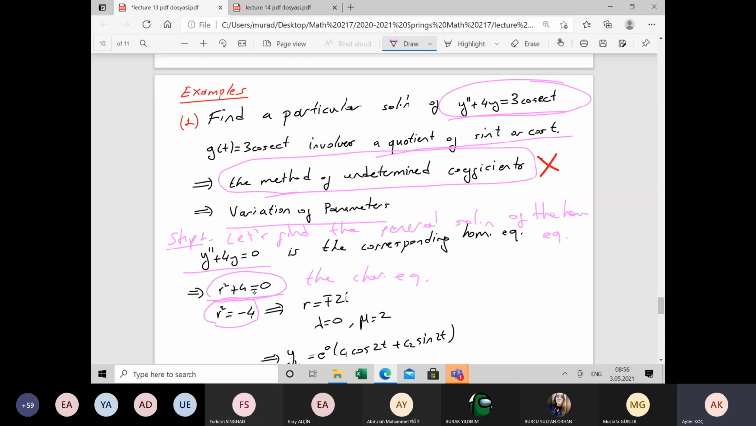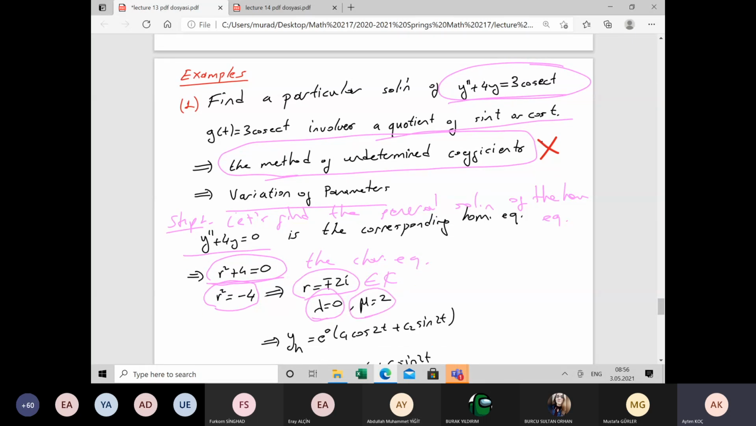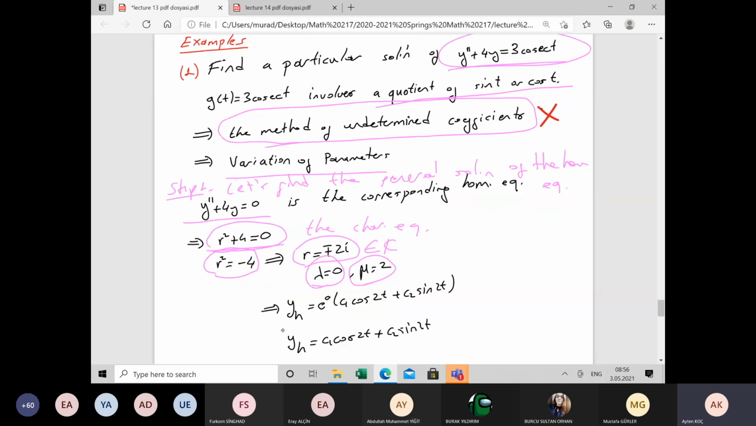Here lambda, the real part, is 0 and mu is 2. So we know the general solution of the homogeneous part: e to the lambda t times c1 cosine mu t plus c2 sine mu t. Lambda is 0, so e to the 0 is 1. So we obtain c1 cosine 2t plus c2 sine 2t, the general solution of the homogeneous part.